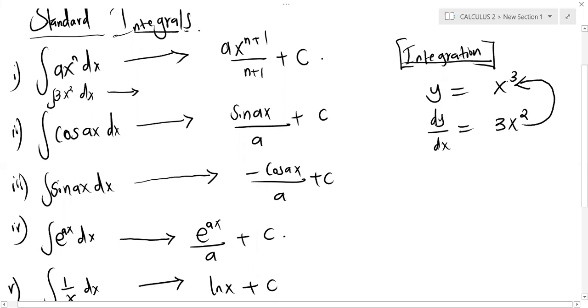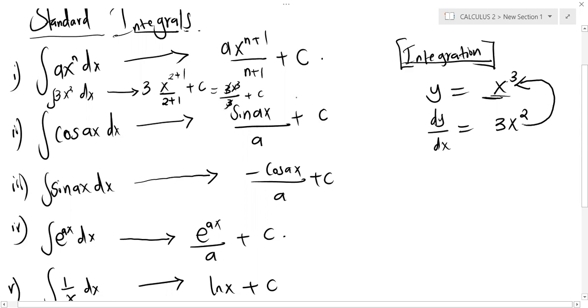Following this procedure here, our a corresponds to 3. So 3x raised to power 2 plus 1 over 2 plus 1 plus c. So this basically gives us 3x cubed over 3 plus c. This goes, we get x cubed.